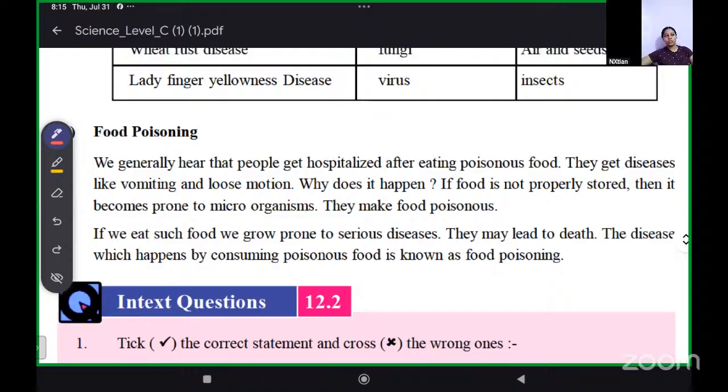Food poisoning is also caused by things that are poisonous in themselves. Maybe some plant or a fruit that you may eat mistakenly may cause food poisoning. A lot of seafood causes food poisoning because some of it is poisonous and people don't know that it is poisonous and consume it.